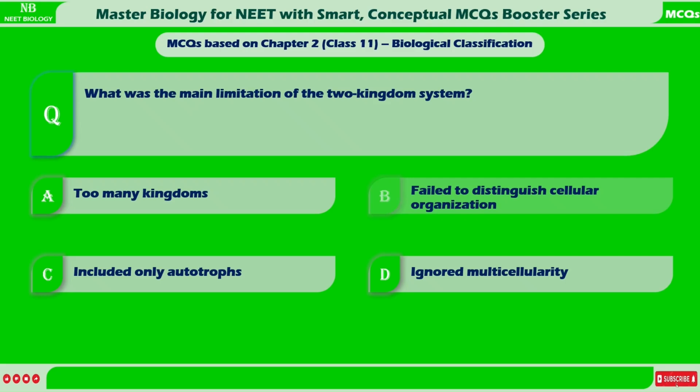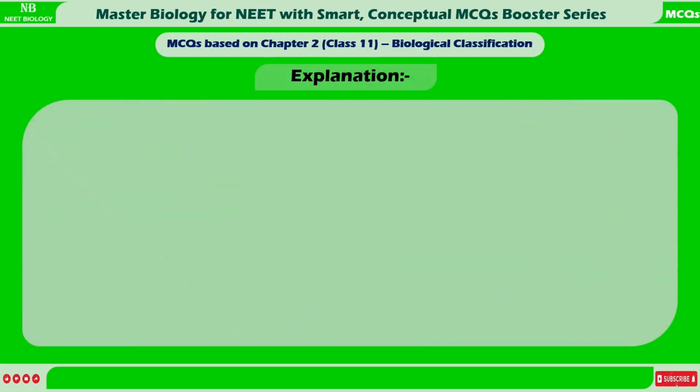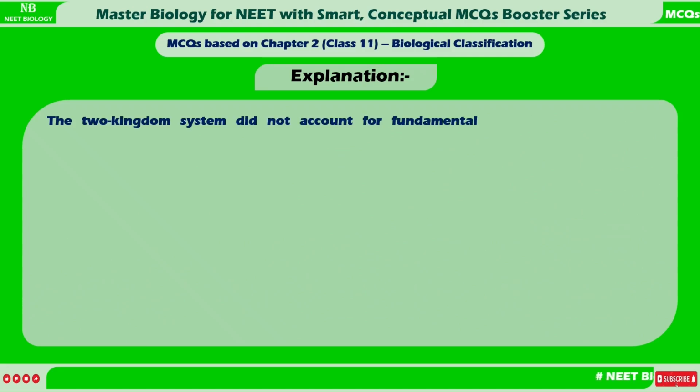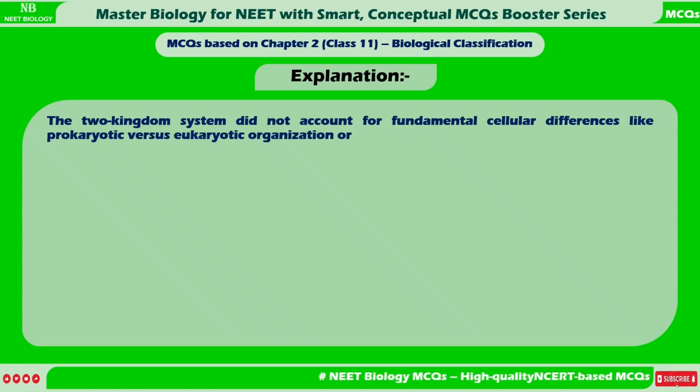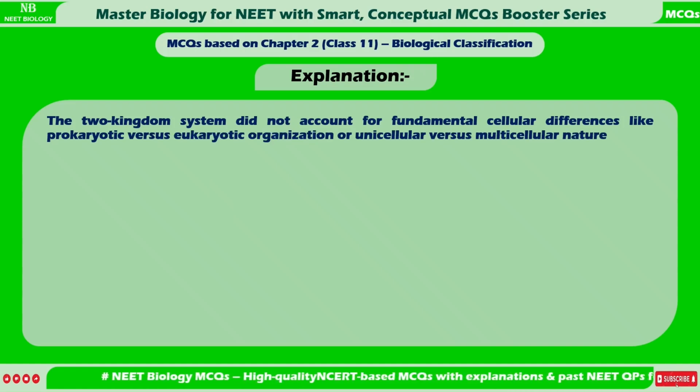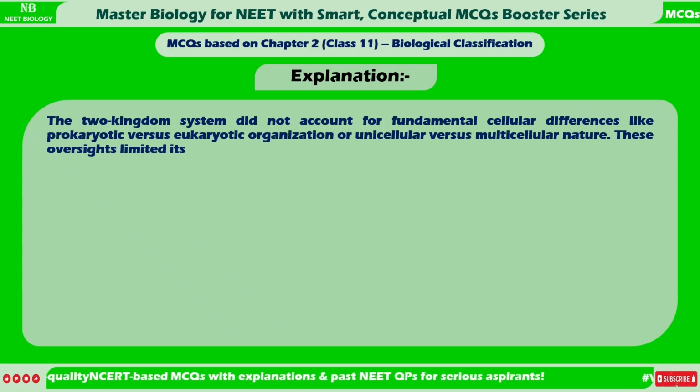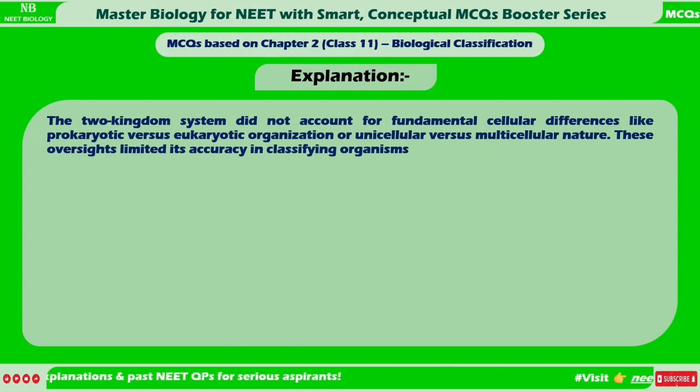Correct answer, B, is failed to distinguish cellular organization. Explanation: The two-kingdom system did not account for fundamental cellular differences like prokaryotic versus eukaryotic organization or unicellular versus multicellular nature. These oversights limited its accuracy in classifying organisms.